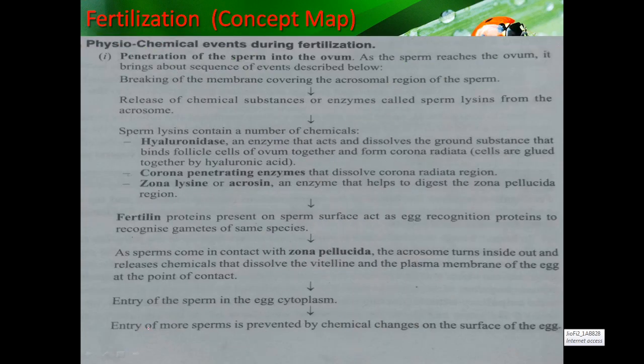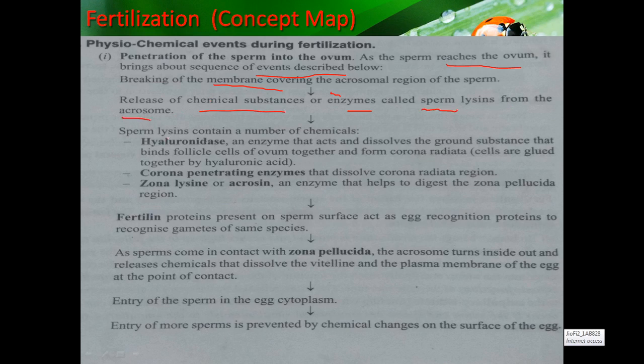So what about the concept map? There are some physico-chemical events that occur in fertilization. The first one is, as the sperm reaches the ovum, it brings about a sequence of events. First is the breaking of the membrane covering the acrosomal region. Next is the release of chemical substances or enzymes called sperm lysins from the acrosome.